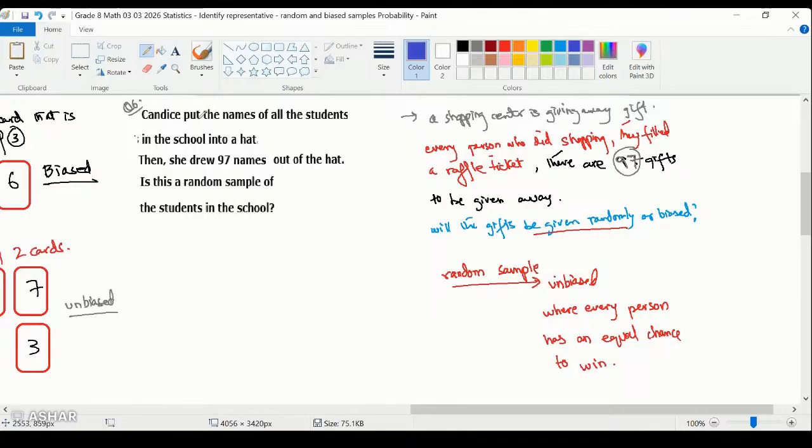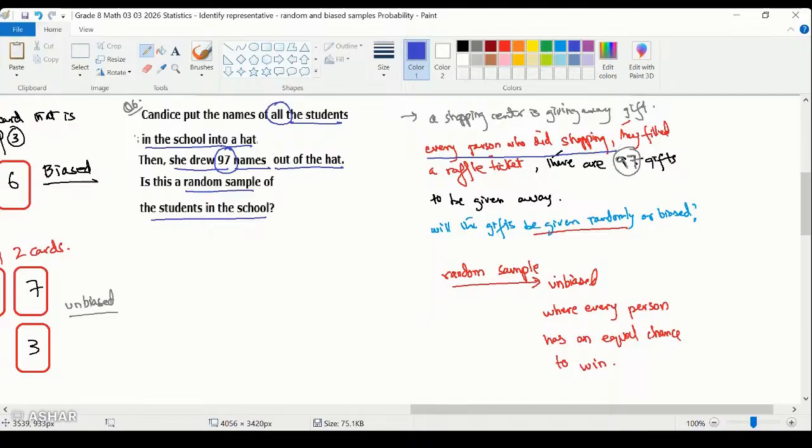Candice puts the names of all the students in the school into a hat. She writes down the name of all the students, so we are taking the complete sample space. Then she draws 97 names out of the hat. Is this a random sample? From all the students in the school, all the participants, every person.